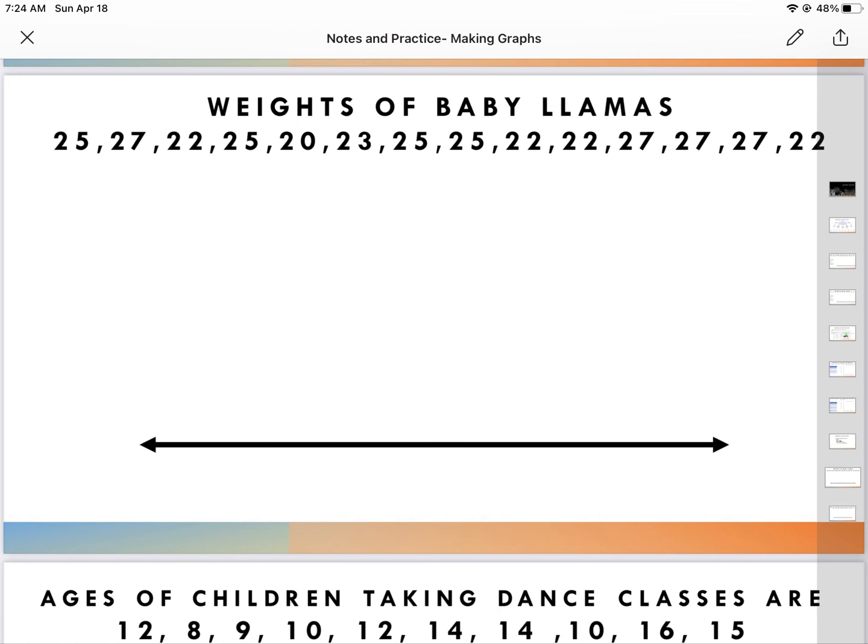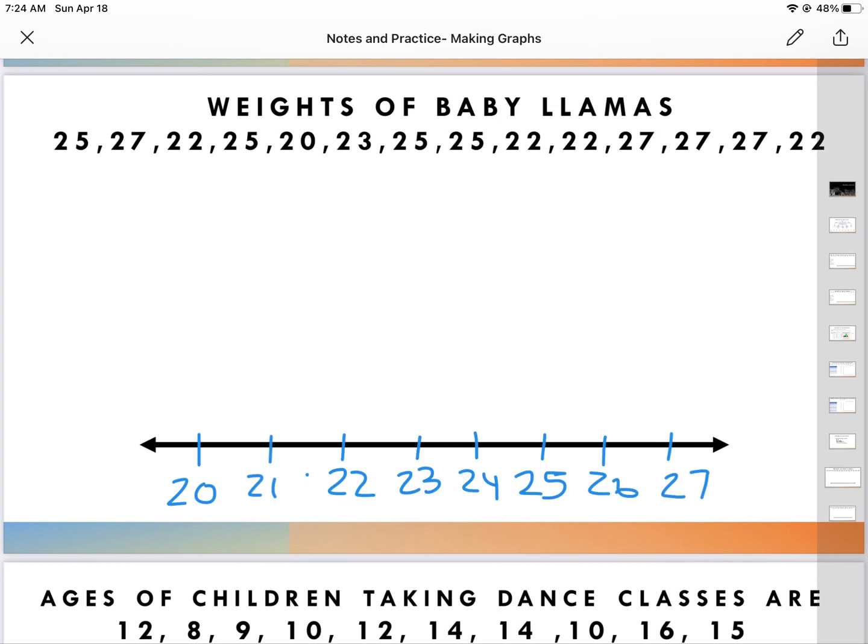Okay, so here we're looking at weights of baby llamas. We've got a bunch of numbers, and we have a blank number line here. So all we need to do is number our number line, and then go ahead and put our dots on it. So we got to look really carefully here and see what our smallest number is. Okay, so it looks like 20 is going to be our smallest number, and our biggest number doesn't even look like we get into the 30s, so I think our biggest number is 27. So our number line down here needs to go from 20 to 27. All right, so I went ahead and numbered it.